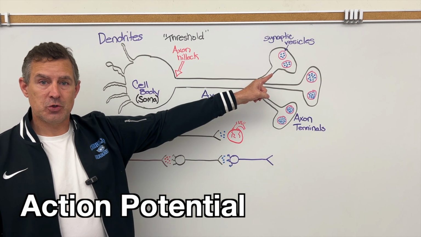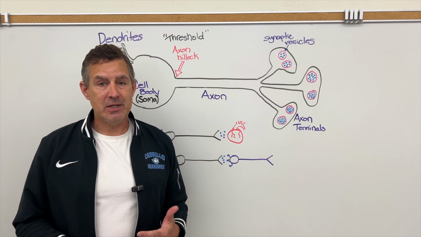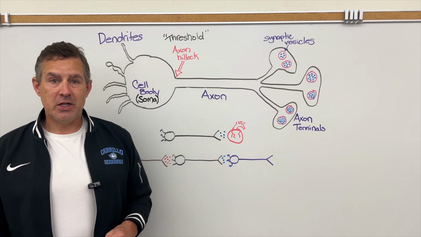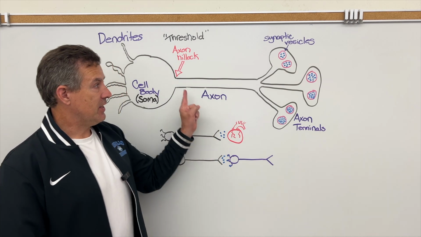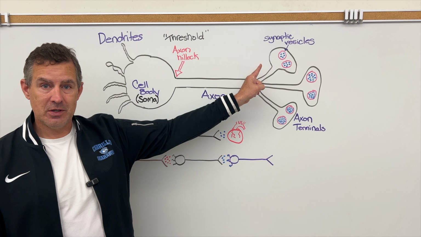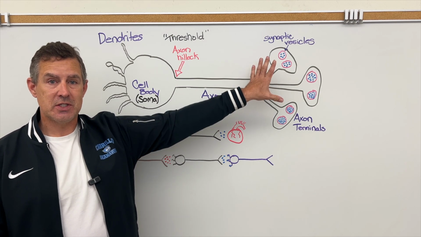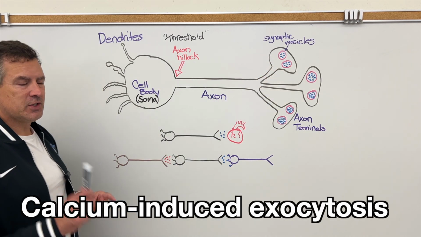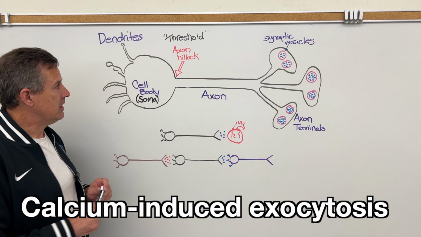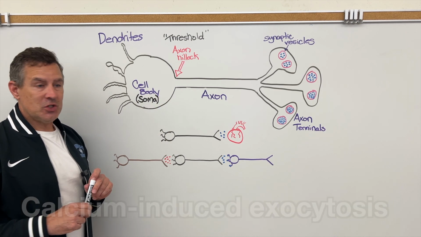the release of neurotransmitters. And just like in pancreatic beta cells, where the depolarization event opened up voltage-gated calcium channels, the same thing is going to happen down here. We're going to get calcium-induced exocytosis of the neurotransmitters from the neuron. And once again, we'll talk about that in more detail. But here's the big take-home message.